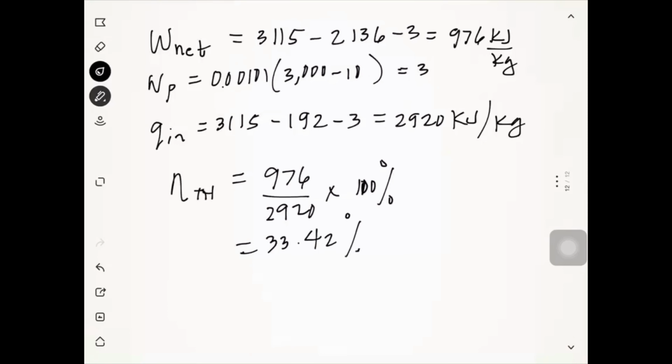So it's true. Based on our previous example, our efficiency is 25.99%. So there's an increase from 25 to 33.42. So you can say therefore that the effect of lowering the condenser pressure would also increase the thermal efficiency.